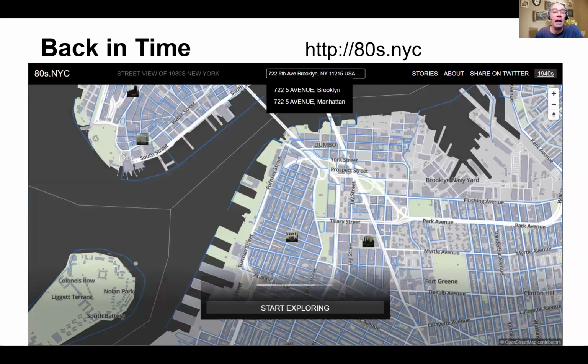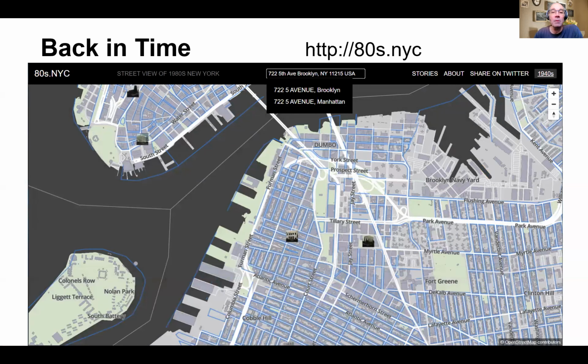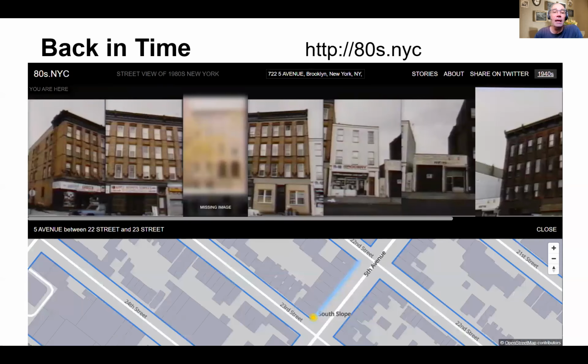And same here. I just type an address and I get a map with the exact location and the picture. Yep, you can see that the grocery store was there even from the 1980s.